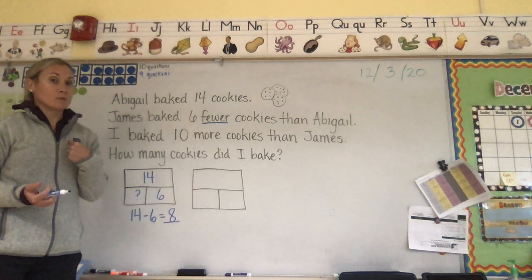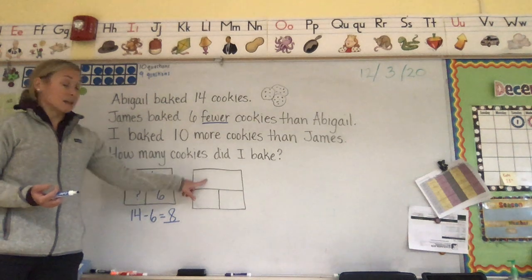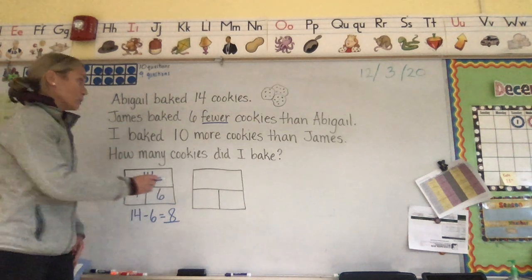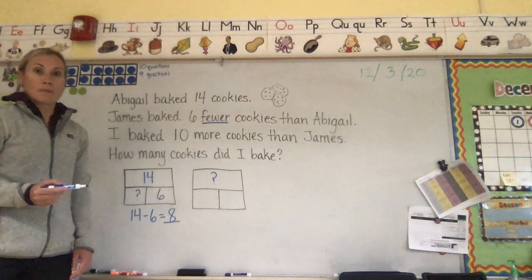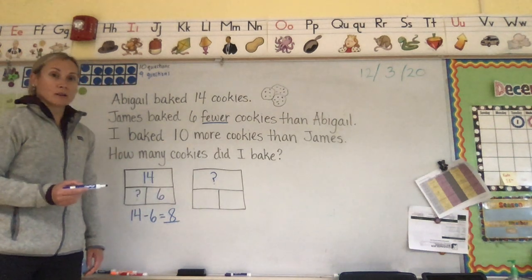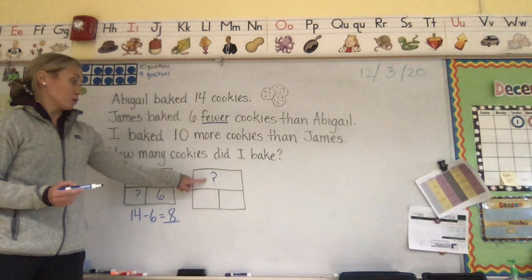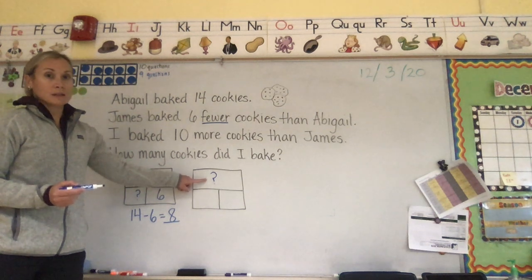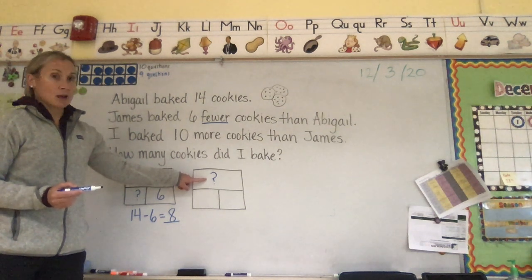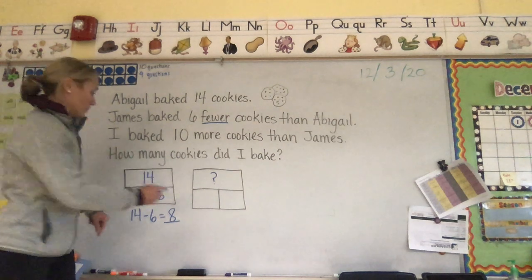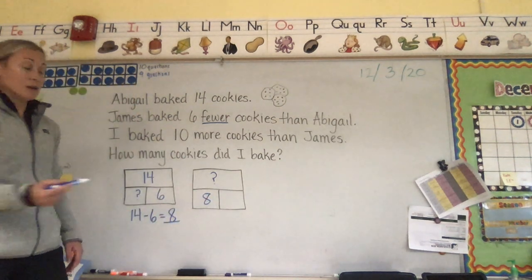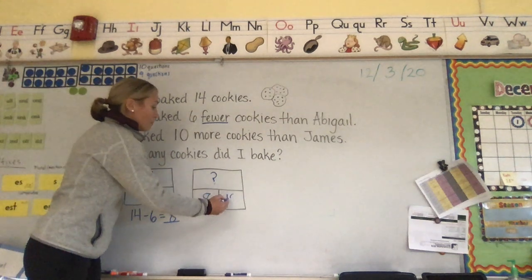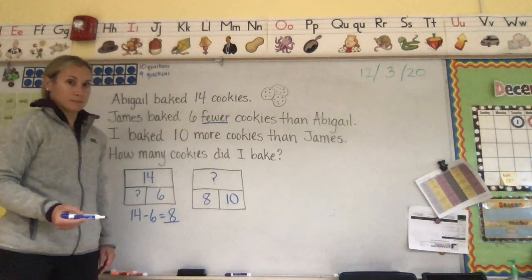So my amount of cookies is the biggest number that we're going to have in the second bar diagram because I baked the most. Now, I don't know how many cookies I baked yet. That's what we're trying to solve. I'm going to put a question mark at the top because I know that my amount will go on top because it's the biggest. James baked 8, and I know that I baked 10 more than him.